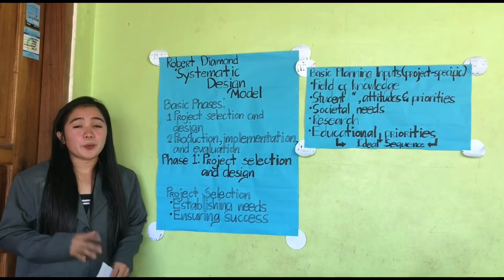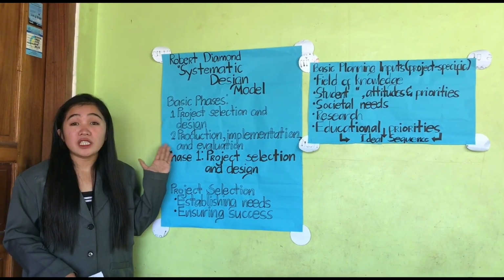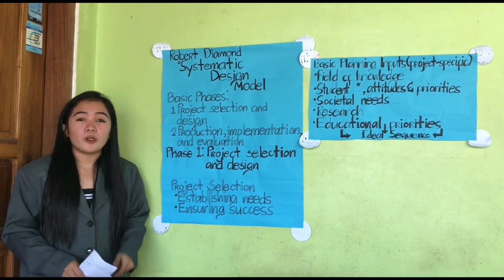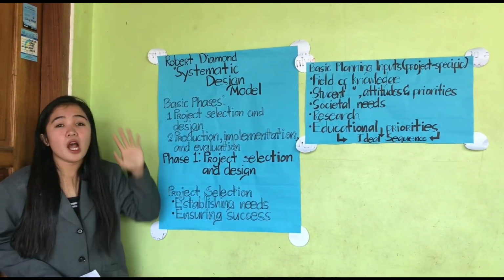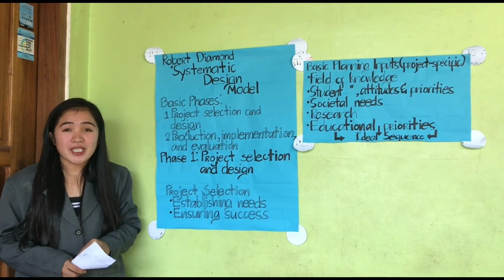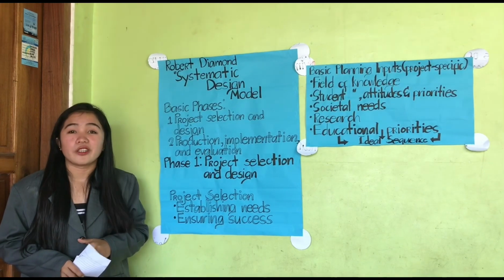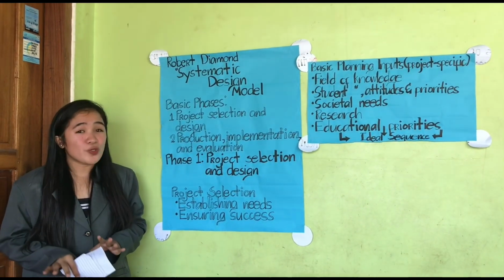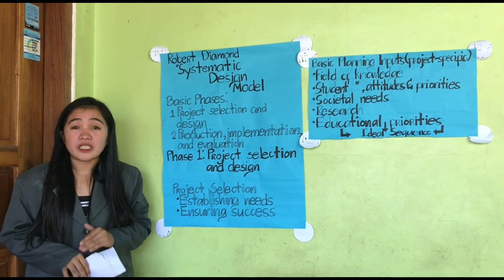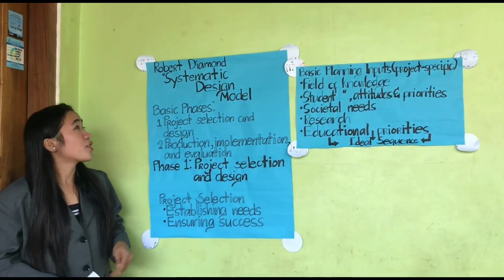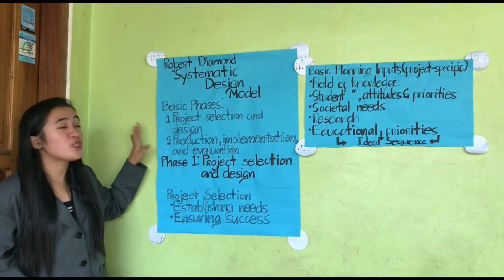Just like the previous reporter, this systematic design model is also a linear process for curriculum development. Robert Diamond said that some actions should precede others, and certain decisions should not be made until all relevant data are known. Lastly, he said it is imperative that all data must be complete before proceeding to the next step. In the systematic design model, there are two phases to be considered.